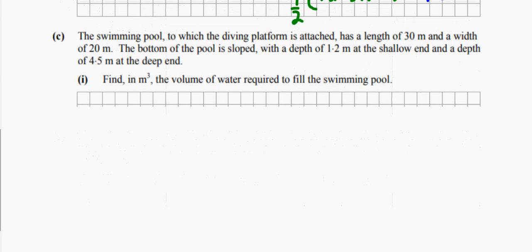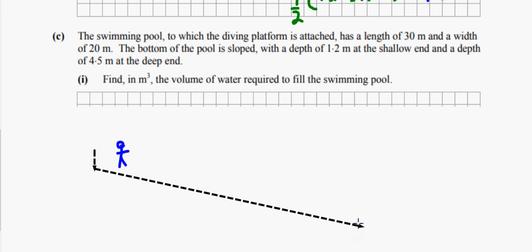Alright, let's draw a diagram here, guys. Alright. Let's do it from the side. Imagine you're in the shallow end. This is you here. How deep is the shallow end? 1.2. Now what happens over time? Gets deeper. And what happens at the very end? That'll be 4.5. Is that right?